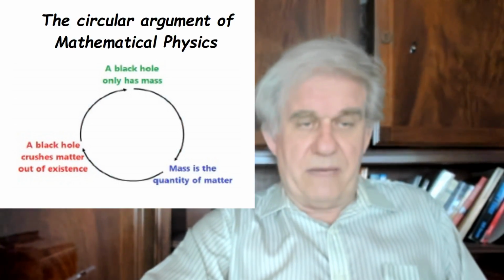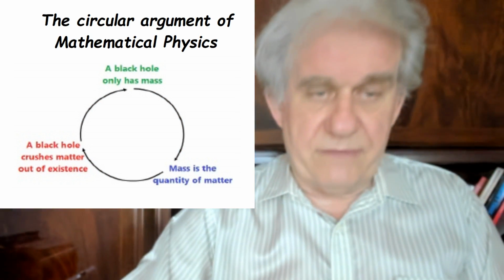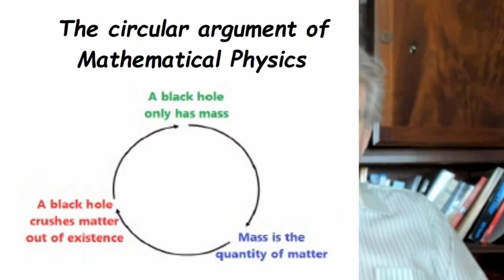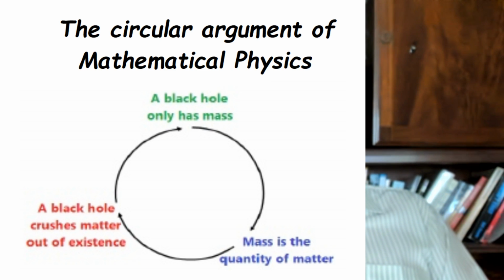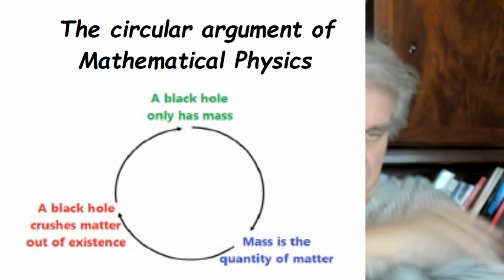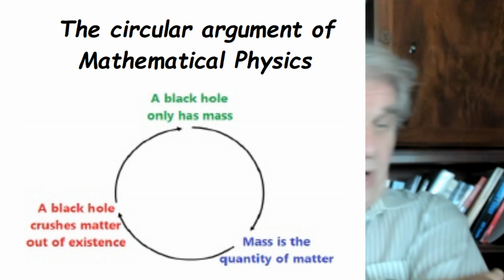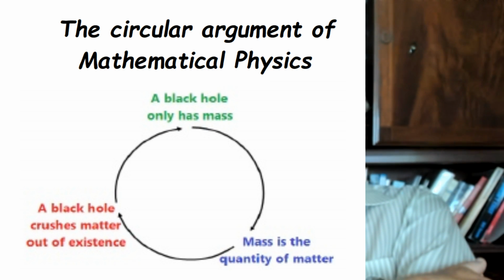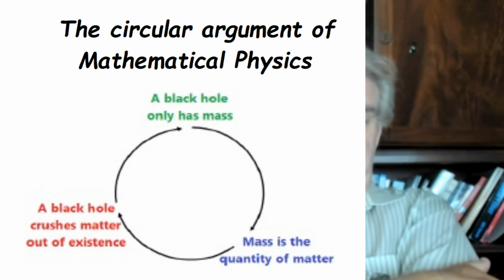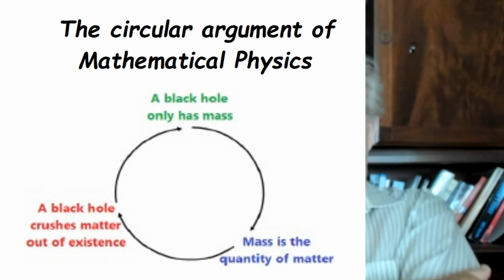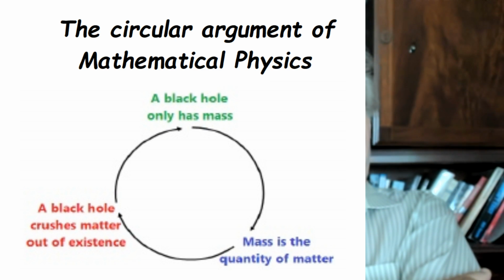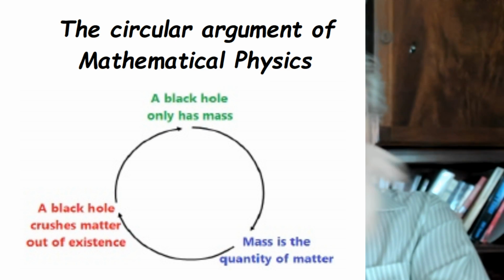Some people are aware of my arguments that here you have the circular argument of mathematical physics. If a black hole is only made out of mass, and if mass is the quantity of matter, and if a black hole crunches and crushes all matter out of existence, well, we have a circular argument. Where'd that new one come from? We never talked about that. A black hole crushes matter out of existence? Oh, yeah. I thought it was the ball.